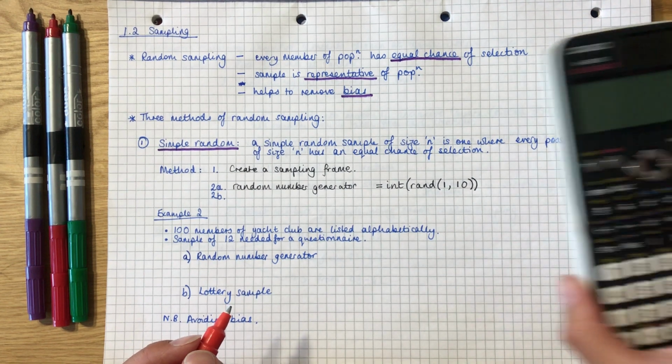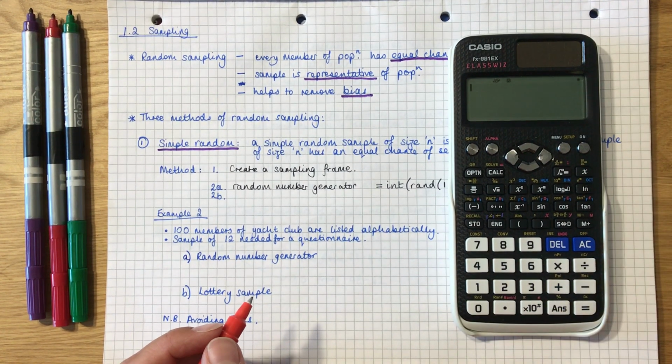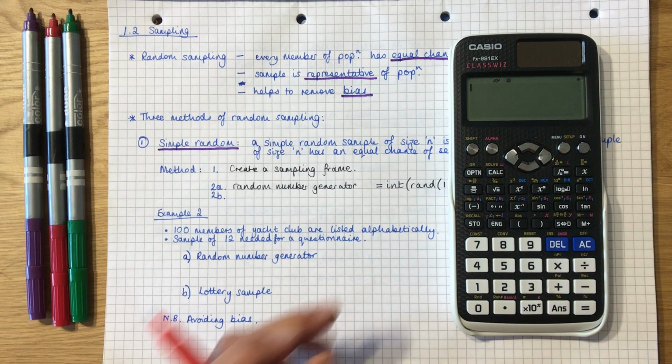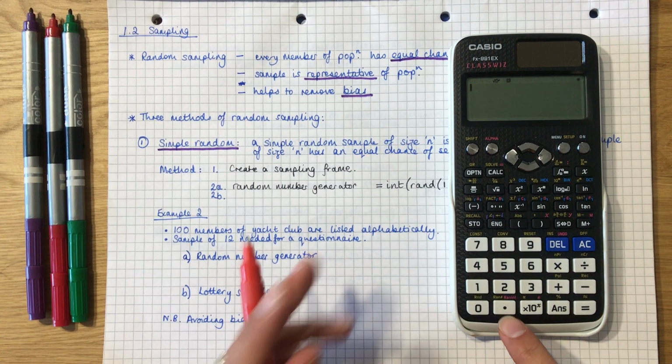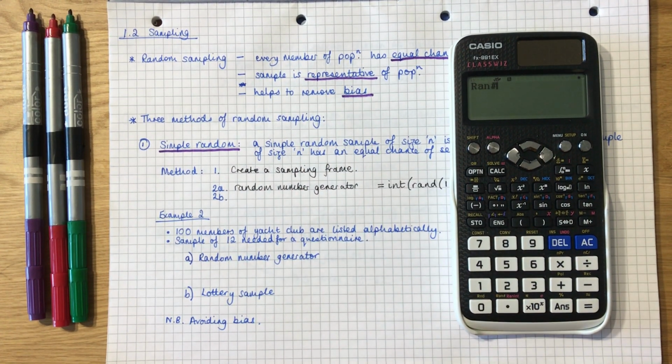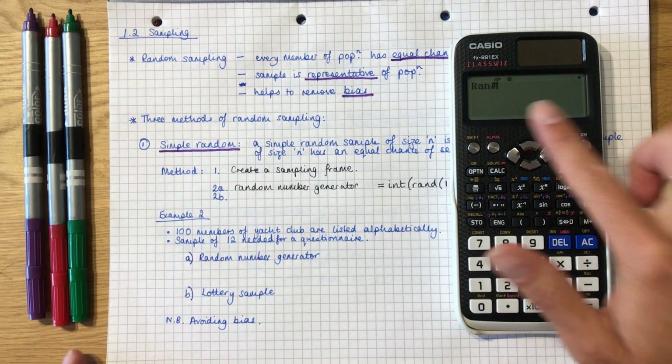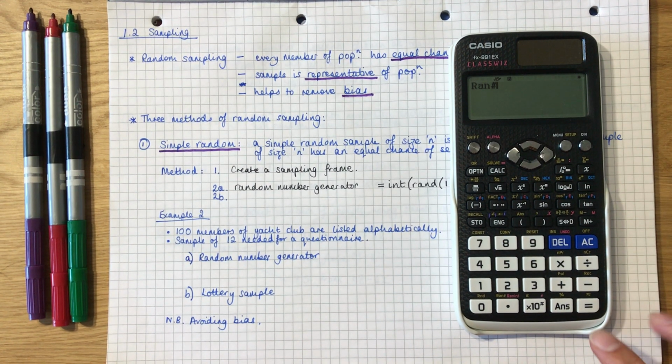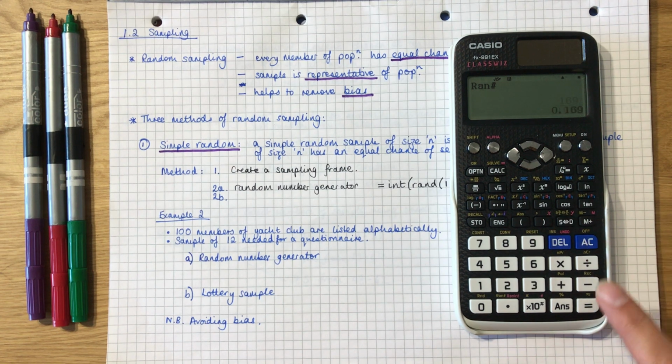Or you can use your calculator. You have 2 random number generators on your calculator. The first one, they're both above the decimal point. If you press shift and the decimal point, you get Ran#, and the hashtag means number. That gives you a random number between 0 and 1, which isn't particularly useful when you've got an ordered list.